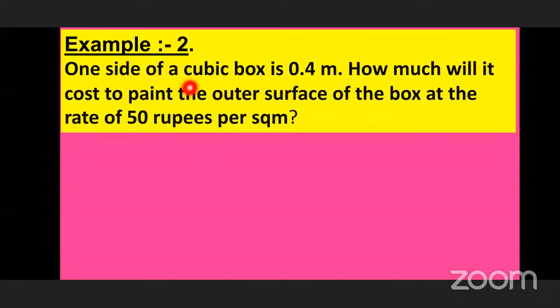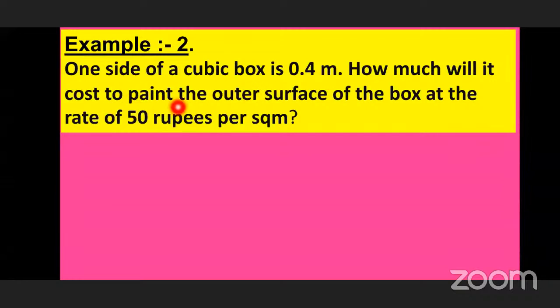See, children, it is given cubic. So it is a cuboid or a cube? Can anyone tell me? Cube. Yes. One side of a cubic box, that means it is a cube, is 0.4 meter.